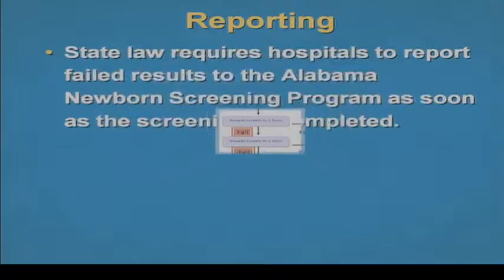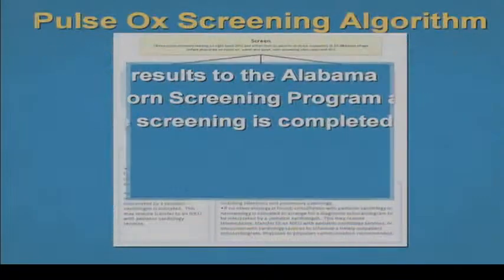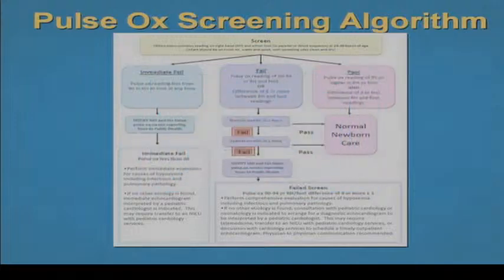And in the middle here, you'll see the purple box. This is a failed result, which is a pulse ox reading of 90% to 94% in the right hand and foot, or a difference of 4 or more between the right hand and foot readings. So if a baby fails with the criteria mentioned, then the pulse ox screening should be repeated in 1 hour. And if the baby fails again, it should be repeated in another hour.